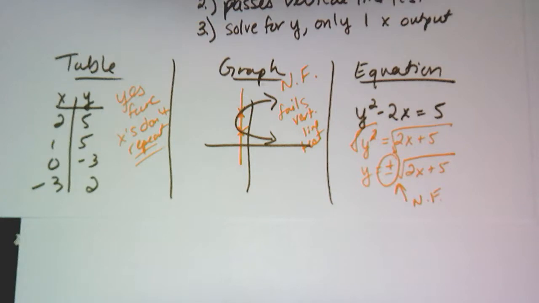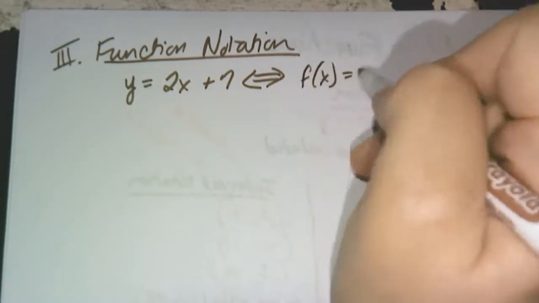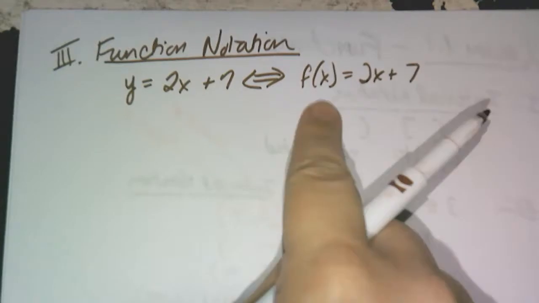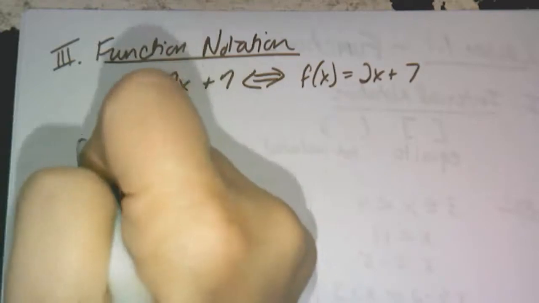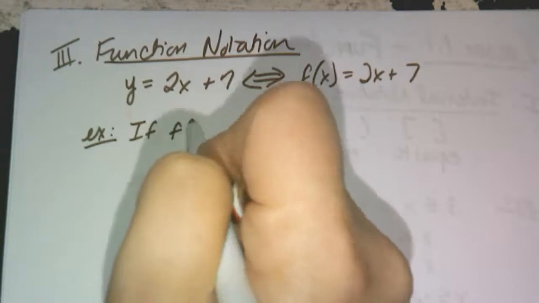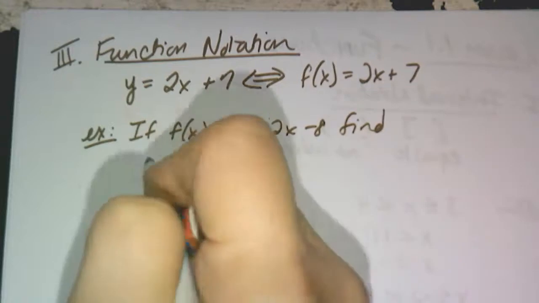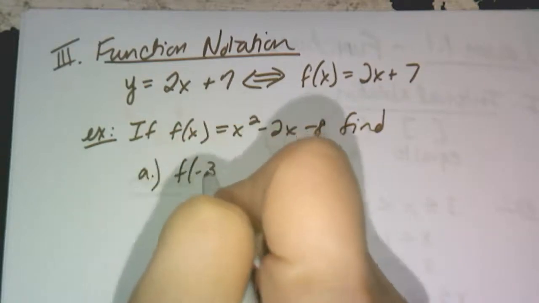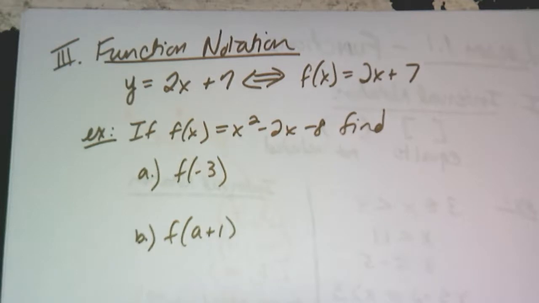I've got 3 more things to show you. We've got this: y equals 2x plus 7. Please know that you could also write that as f of x equals 2x plus 7. This is function notation, okay? You've seen it before, you've done it before. Now, you are going to have to do some examples of plugging it in. F of x equals x squared minus 2x minus 8, and they're going to ask you to find the f of negative 3 and the f of a plus 1, something like that, okay?